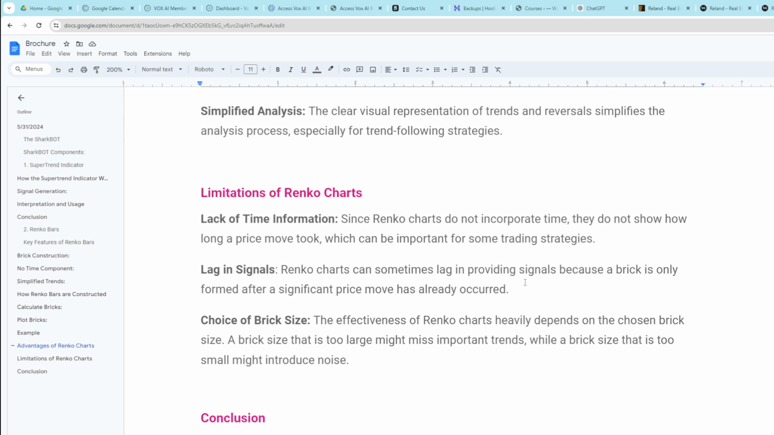Choice of the brick size. The effectiveness of Renko charts heavily depends on the chosen brick size. A brick size that is too large might miss important trends, while a brick size that is too small might introduce a lot of noise.